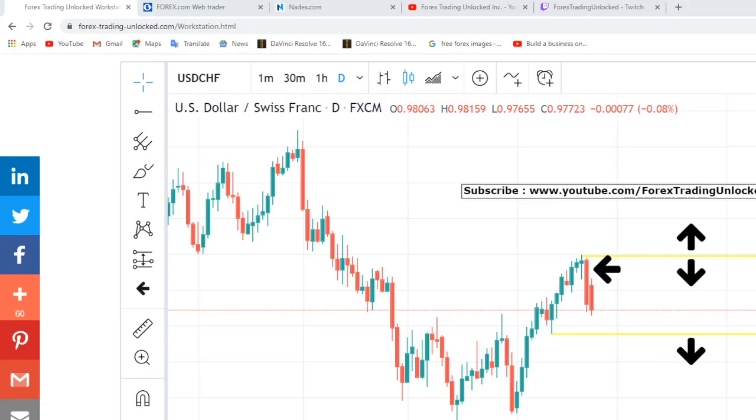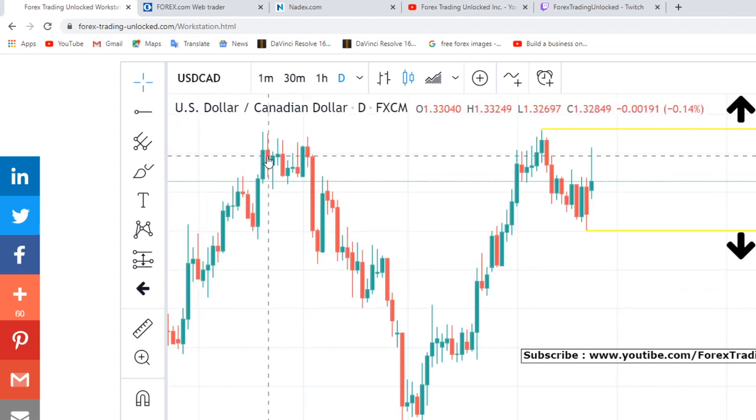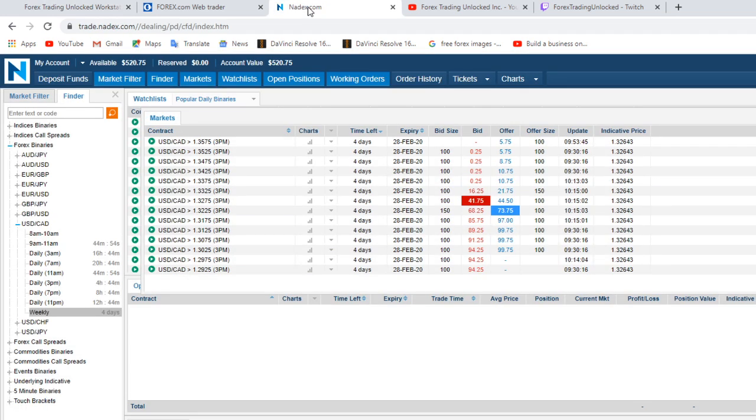So now let's see what's going on with the Euro US dollar, or actually the US dollar Canada. That was one of our trades that we were looking for here. So the question is, since we're looking more at a range trade area here, it's tough to trade this with the futures and the Forex contracts. So let's take a look at the Nadex area. We already have the weekly binary contracts. Let's see what's going on here.